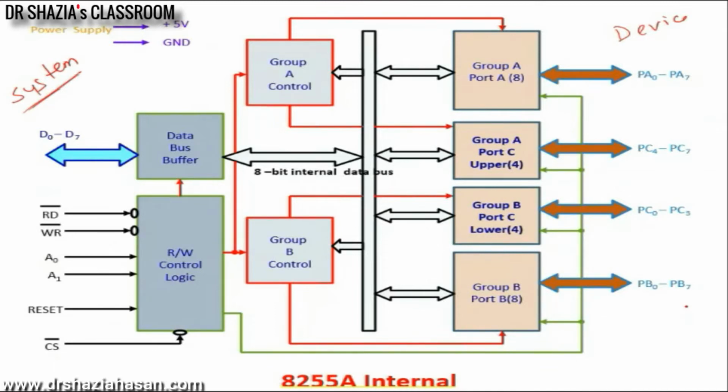First of all, 8255 has three 8-bit ports. The first thing to understand is that 8255 is a general purpose port and it has three 8-bit ports. They are named port A, port B, and port C. All these are 8-bit ports, which means each can communicate 8 bits of data.